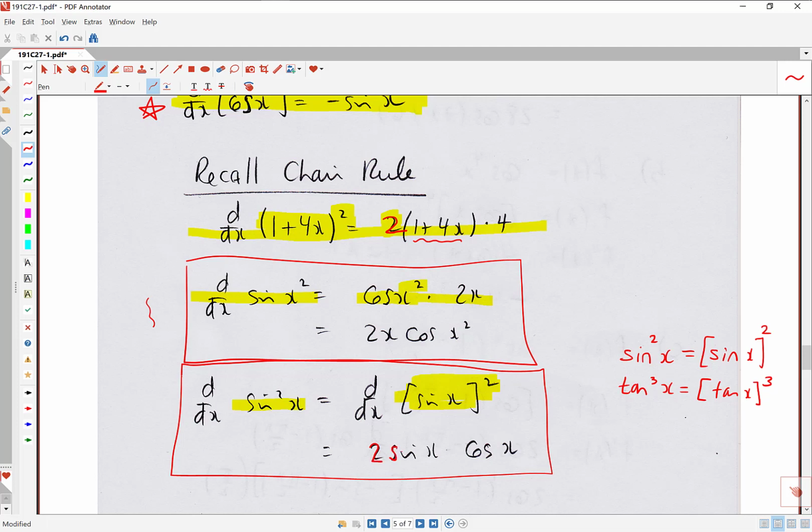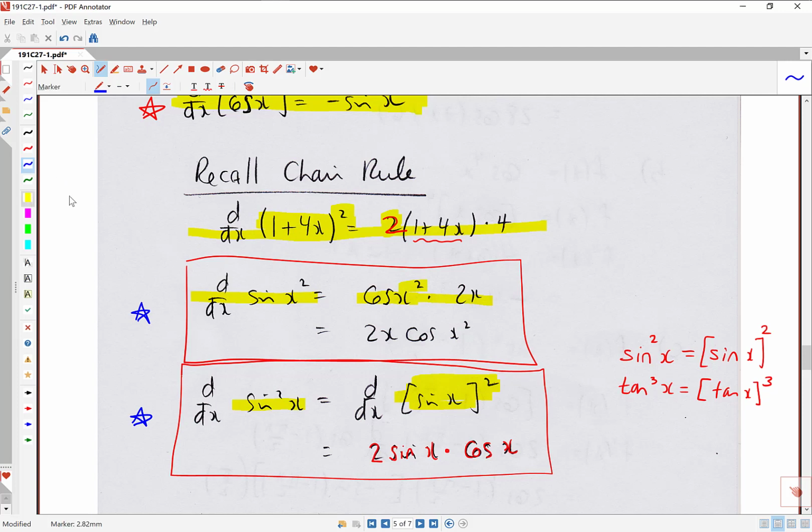Our inside function, the sine x, would stay the same. Technically, that sine x would now become to the first power, but we typically don't write that down. Not mathematically necessary. And then you multiply by the derivative of the inside function. So you'd say derivative of sine x is cos x. So I would say going into some of our bigger calculations today, quite important to be able to tell the difference between this situation and that situation.